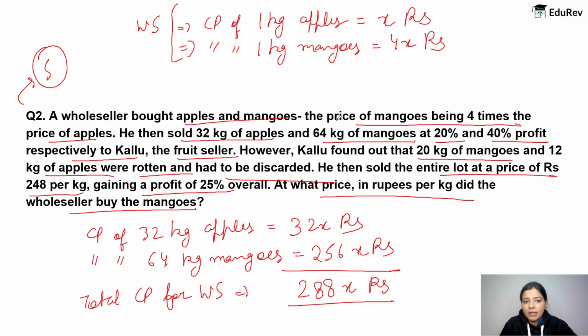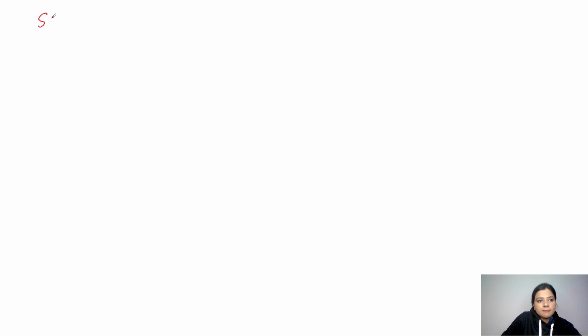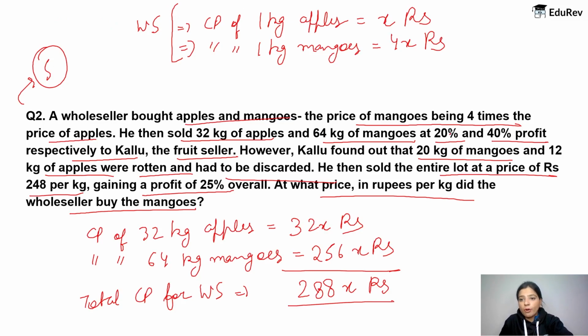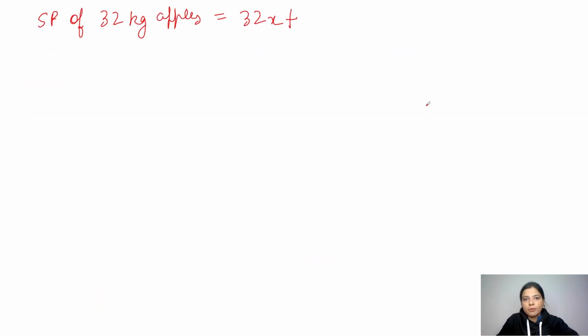Now that is the CP. Also, you know that he sold 32 kg apples and 64 kg mangoes at 20% and 40% profit. So the selling price of 32 kg apples is nothing but 32x, that is the cost price, plus 20% profit on that. So he gained 20% profit on this. So that will be 32x by 5, because you know 20% is nothing but 1 by 5.